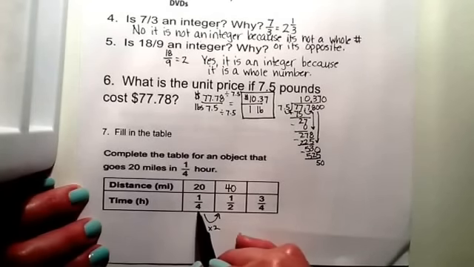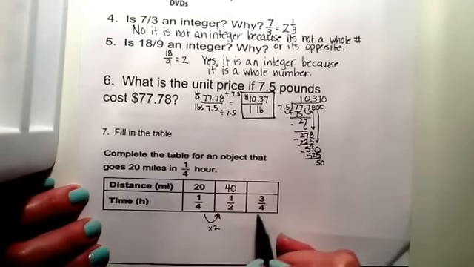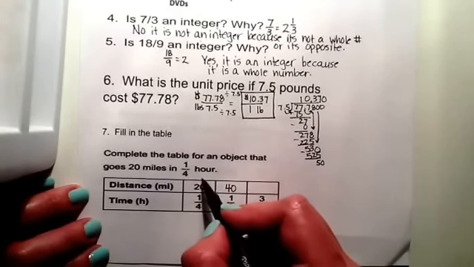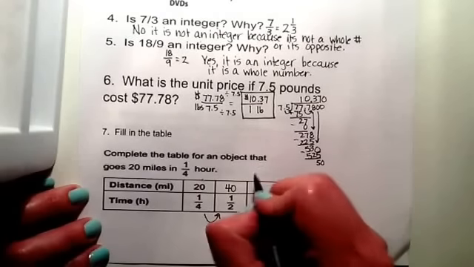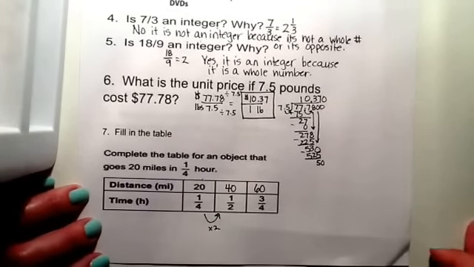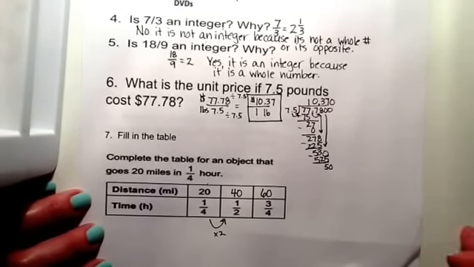And how did I go from 1/4 to 3/4? Well, I did times 3, so I would have to do the same thing here, and it would be 60 miles in 3/4 of an hour.